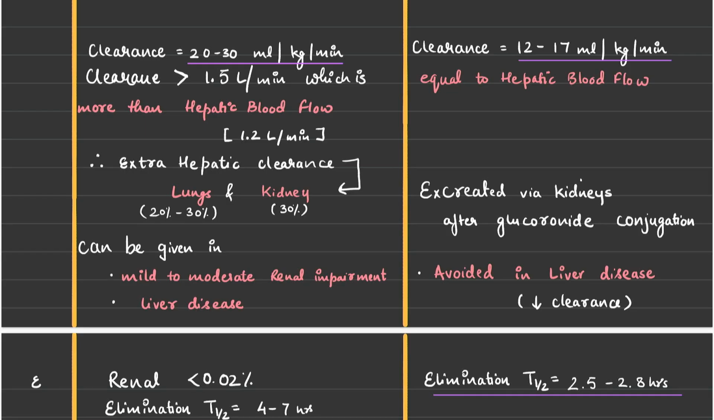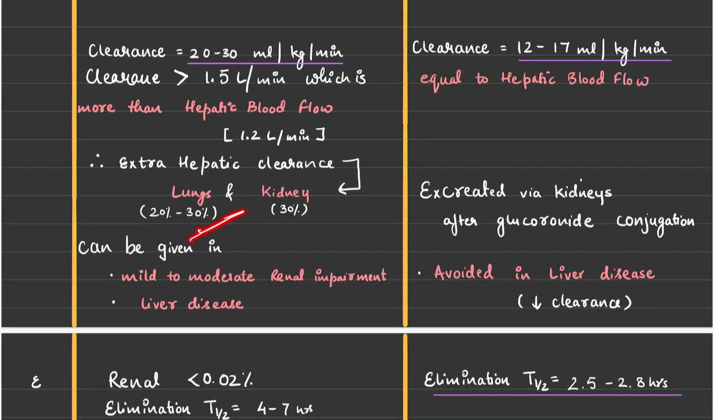Clearance of propofol is 20 to 30 ml per kg per minute. Clearance is more than 1.5 liters per minute, which is more than hepatic blood flow. So the hepatic blood flow is 1 to 1.2 liters per minute and the clearance is more than 1.5 liters per minute, which suggests that apart from the liver, other organs are also participating in excretion of propofol.